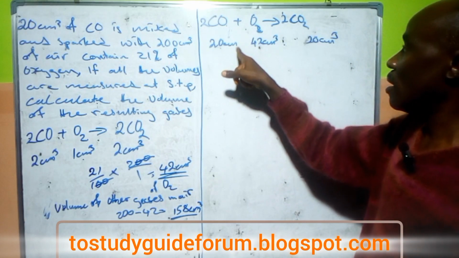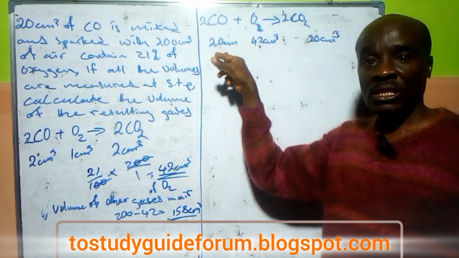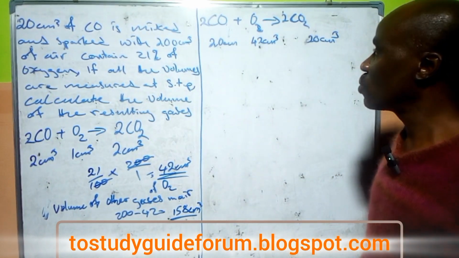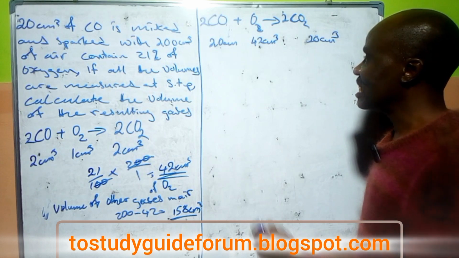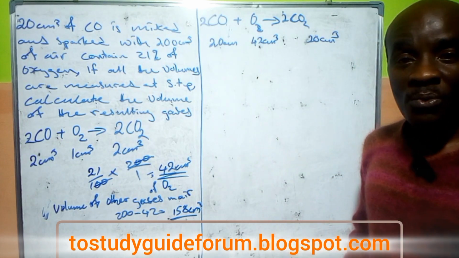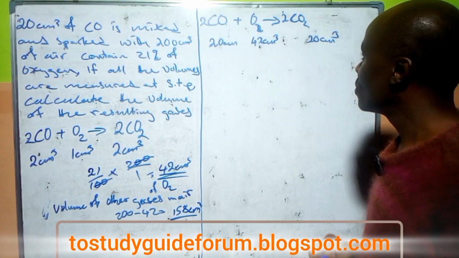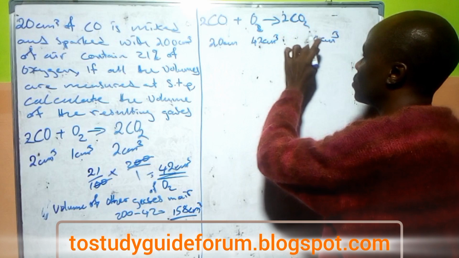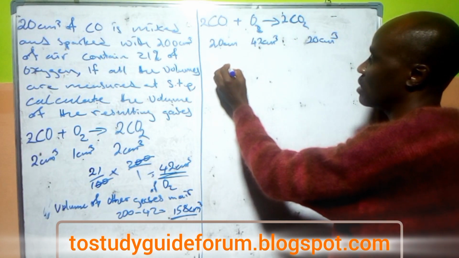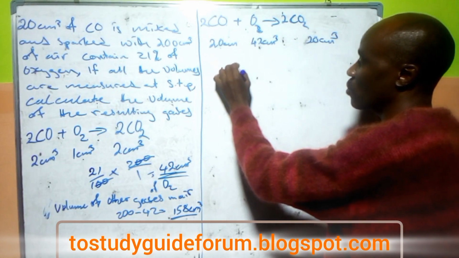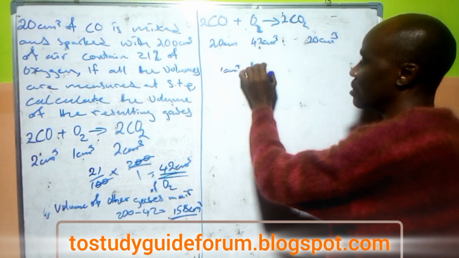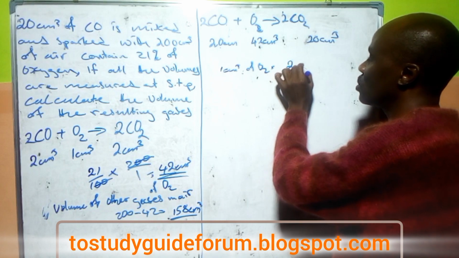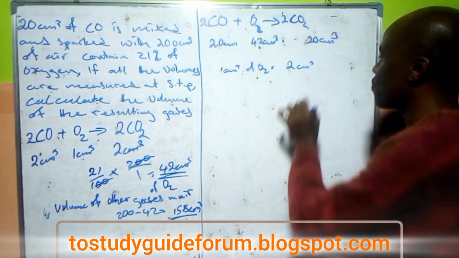Combine with, react with excess carbon 2 oxide, it will give us 84 cm cube of what? Carbon 4 oxide. That is to say, based on this ratio and this other one, what it means is that 1 cm cube of oxygen will combine with, will give us 2 cm cube of carbon 4.